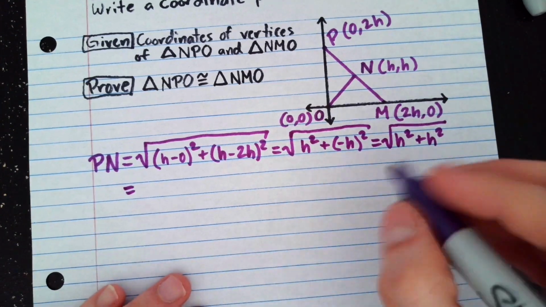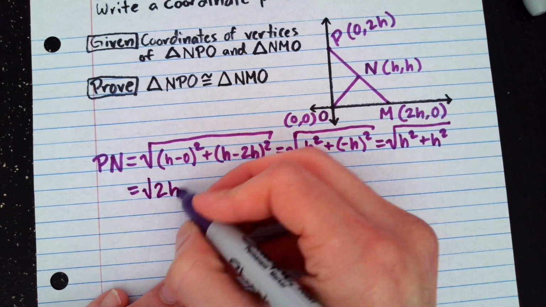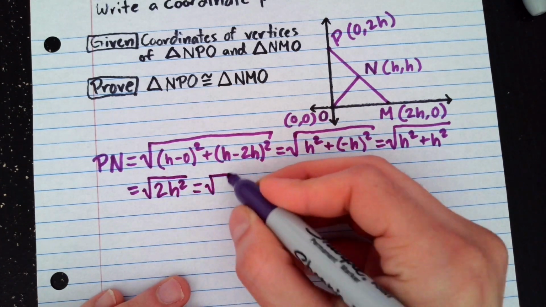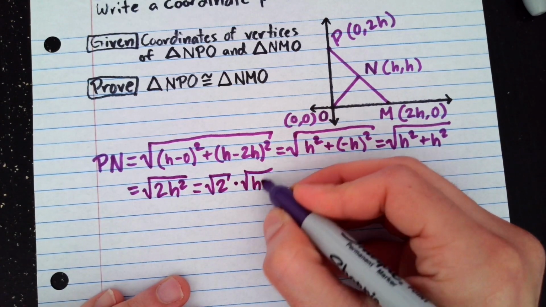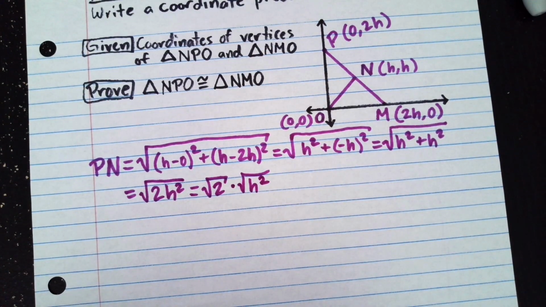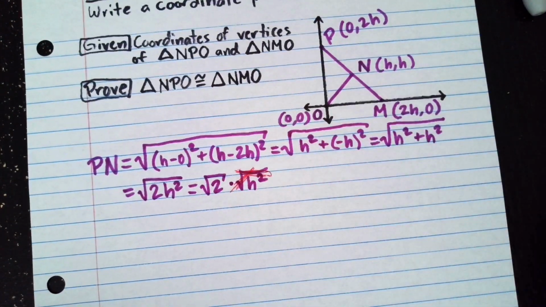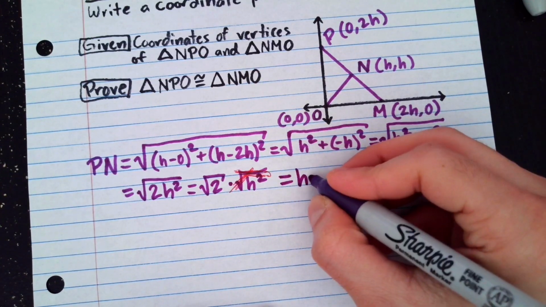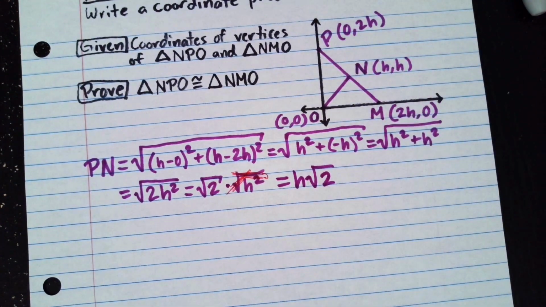And so I'm going to continue simplifying. These two are like terms, so we get 2h squared. And then using the properties of square roots, we can actually separate these like this. The square root and the square of something are inverses, so they cancel each other out, and we are left with h square root of 2 as its distance. So this is the distance for PN.